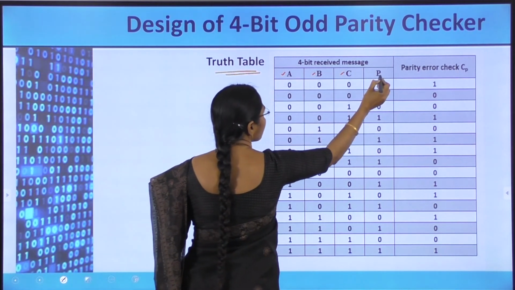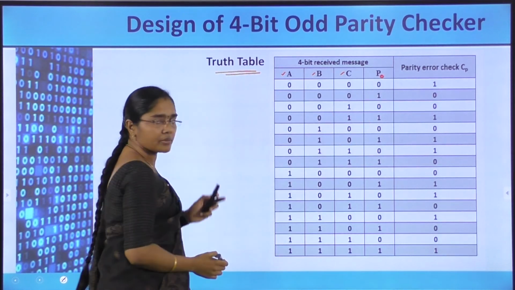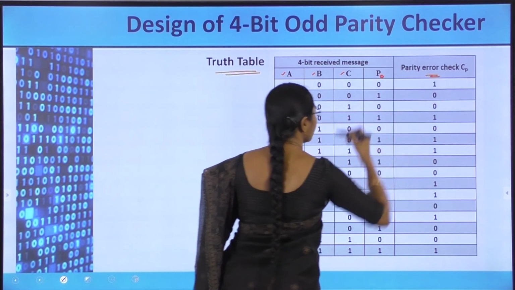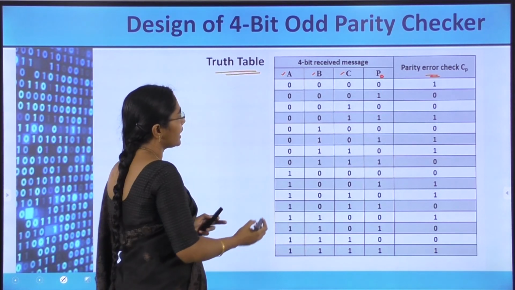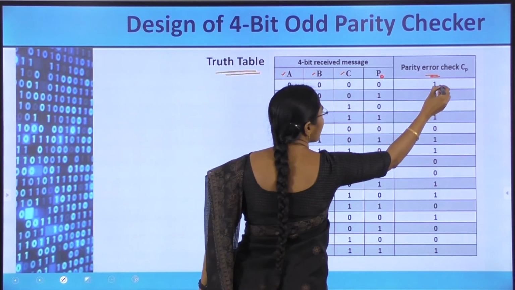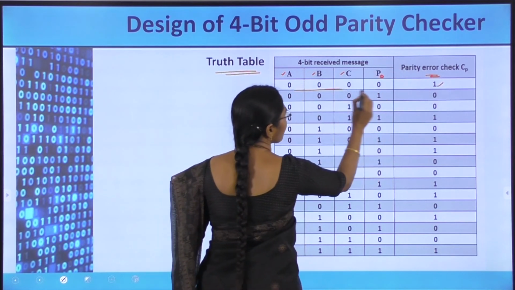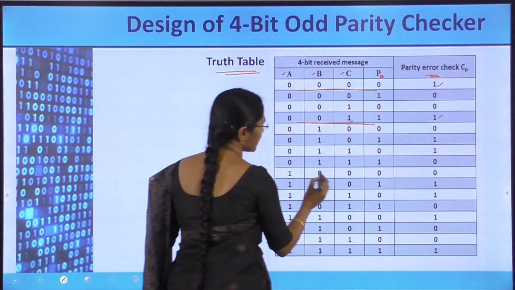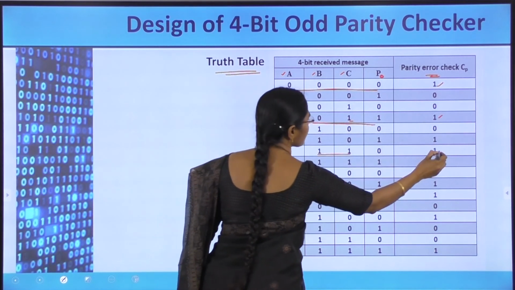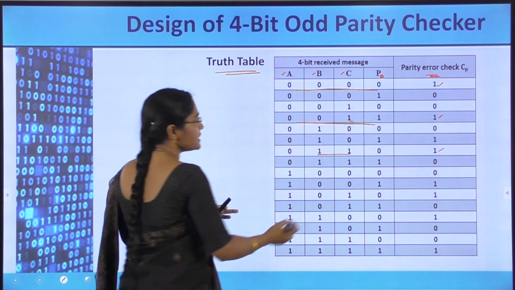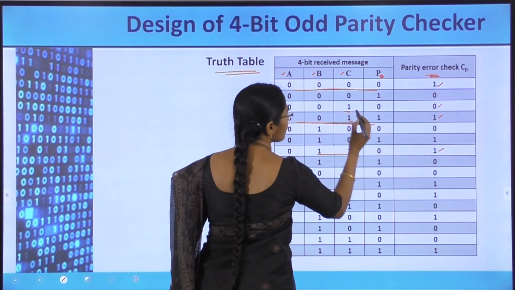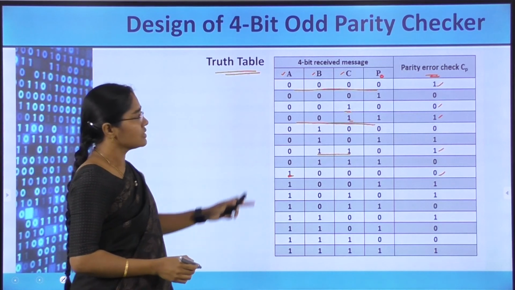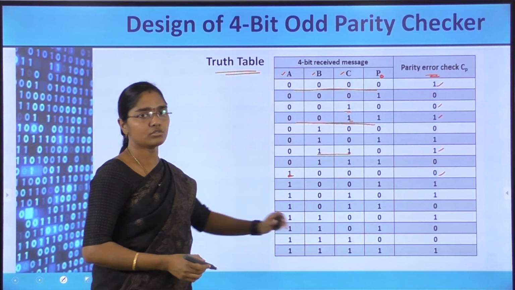Input bits are 4, along with the parity bit generated from the transmitter side. The output is the parity check bit, and it gives output 1 when an even number of ones are received: even number of ones, output 1. Then it will generate output 0 for an odd number of ones. So fill the total truth table.